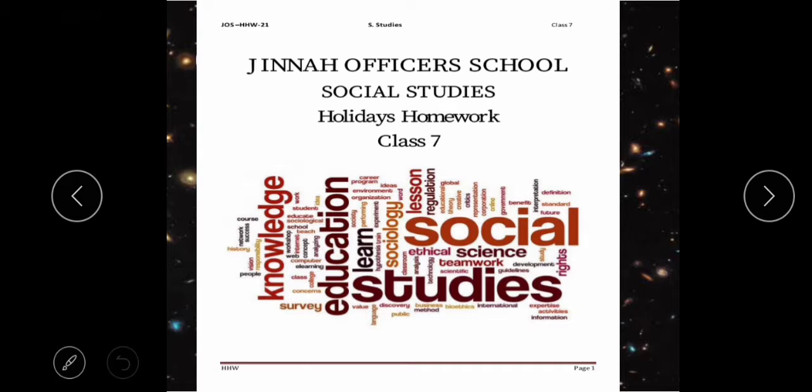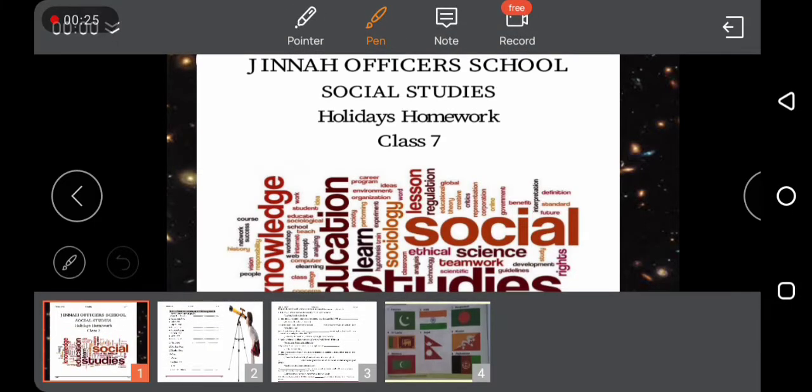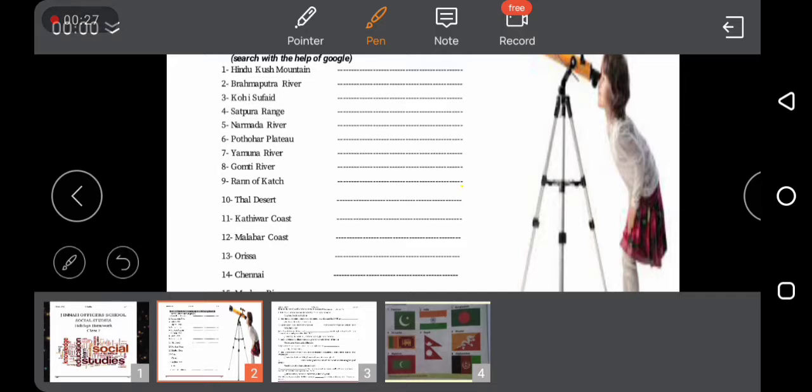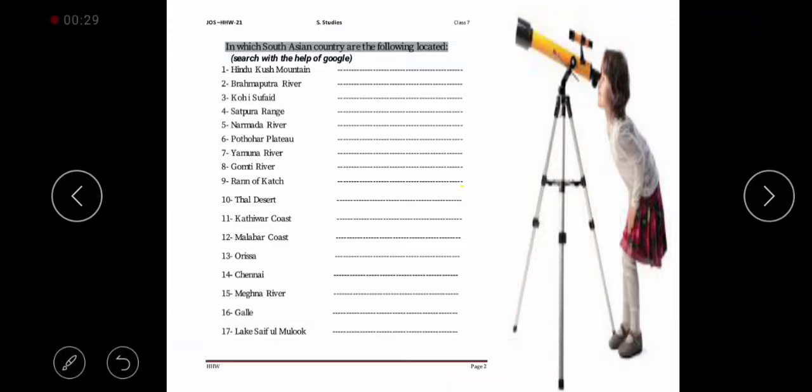Students, welcome to the first lecture of SST related to your holidays homework. Students, as you know, these lectures have been designed with a basic concept to provide you some guidelines so that you can independently do your homework and you don't have any problem and trouble in solving the holidays pack. So let us start. We are going to look at the first two pages of your homework today.